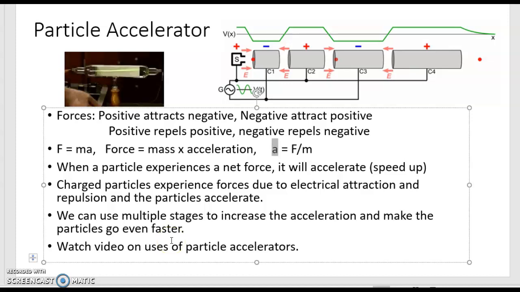Now I'm going to also attach a YouTube video that just talks about some of the uses of particle accelerators. We use them for experiments in physics, but they're also used in many practical applications such as healthcare. And you'll see that in the video. Alrighty, so watch the second video and then answer the questions in the attached form. Okay, thank you.